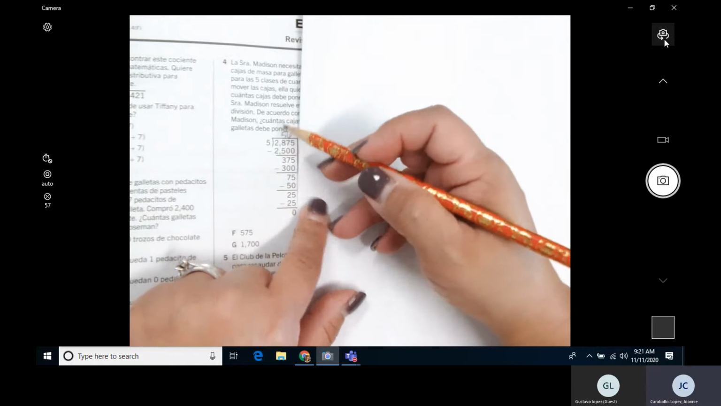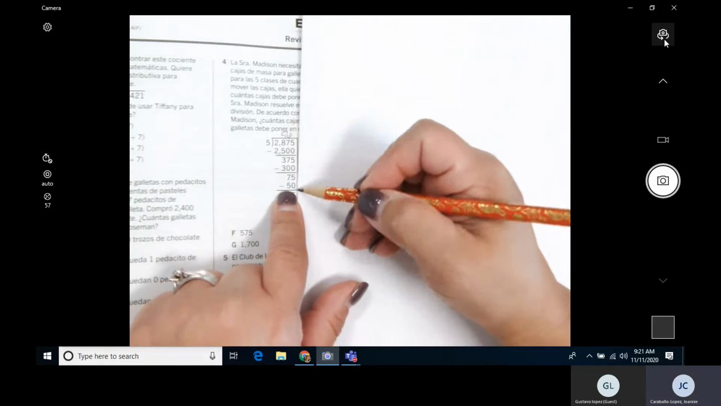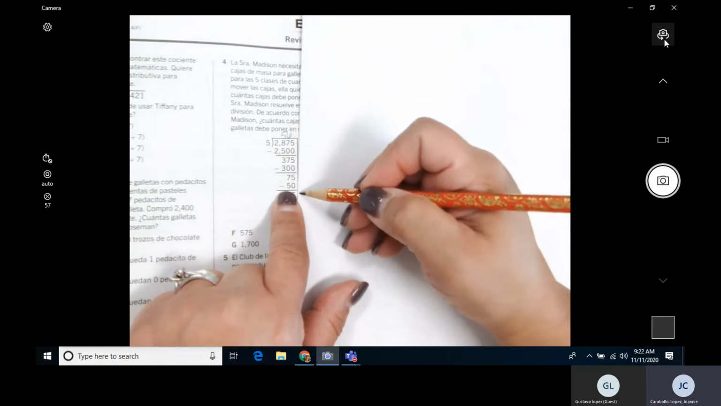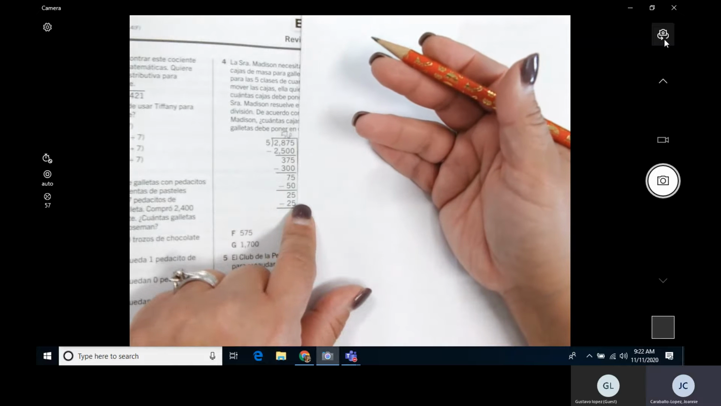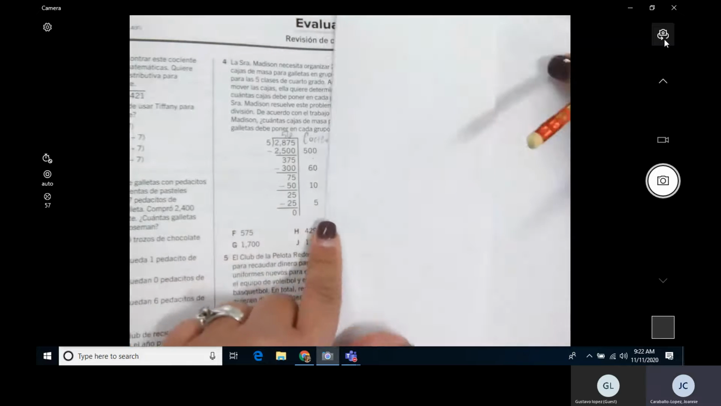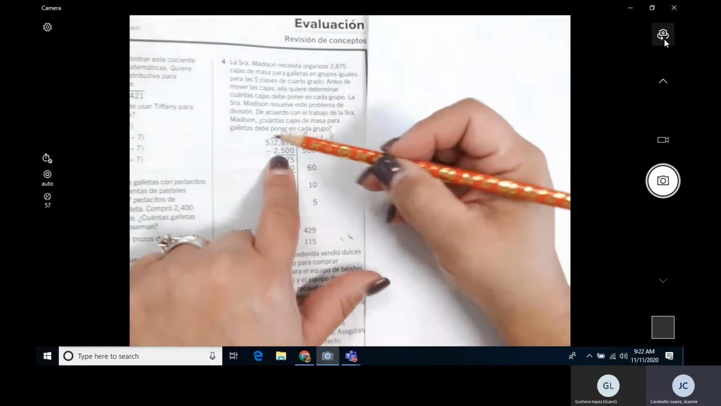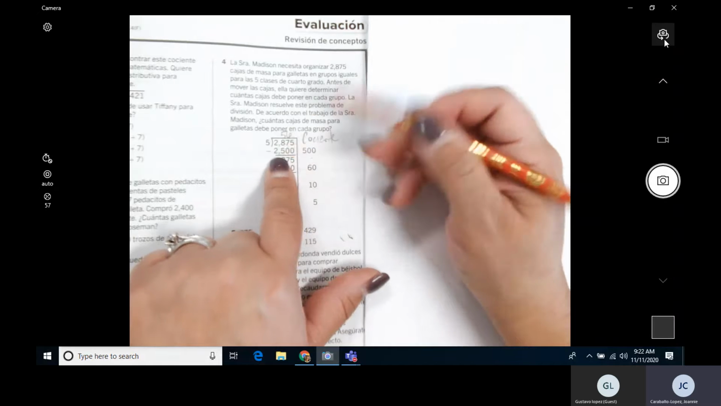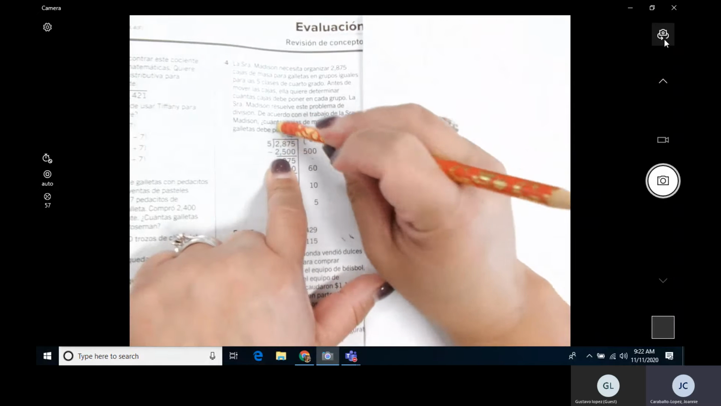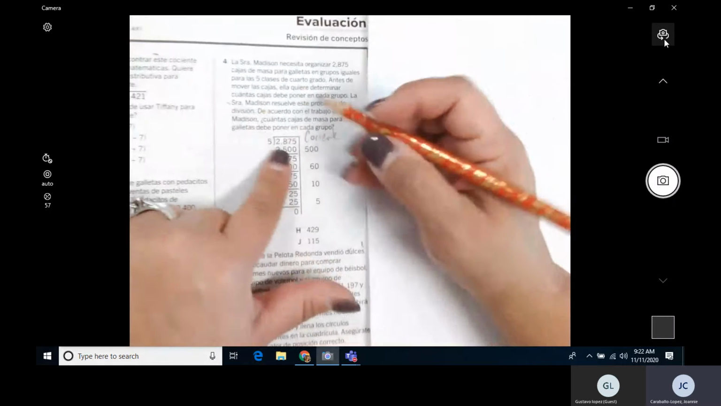So 5 times what number gives me 50? None. So you know what? This is what they did. They multiplied 5 times 500, and it gave them 2,500. So you know what? Let's do it this way. This is horrible, honestly. Okay?